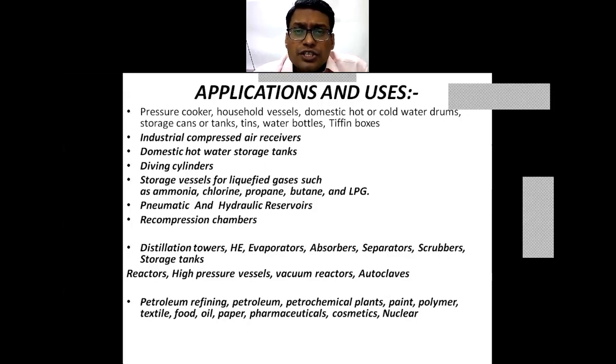Then coming to the industrial part, you will have the different chemical equipments. In addition to that, the different utilities that will also be required. That is the industrial compressed air receivers, then domestic hot water storage tanks, diving cylinders, then storage vessels for liquefied gases such as ammonia, chlorine, propane, butane, and again the regular use of LPG cylinders. That is nothing but a pressure vessel.